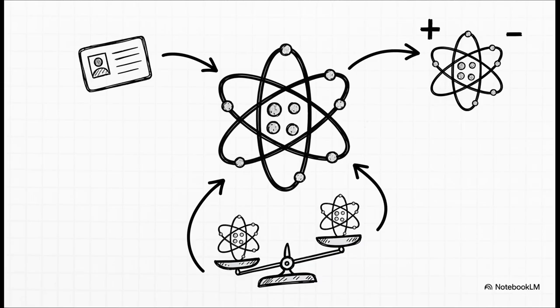Okay, so let's recap the big rules. Number 1, protons define the element. That's the one thing you can't change. Number 2, changing the neutrons gives you different isotopes. Same element, different weight. Number 3, changing electrons gives you ions. Same element, different charge. And that decimal on the periodic table? Just the average weight of all those isotopes combined.